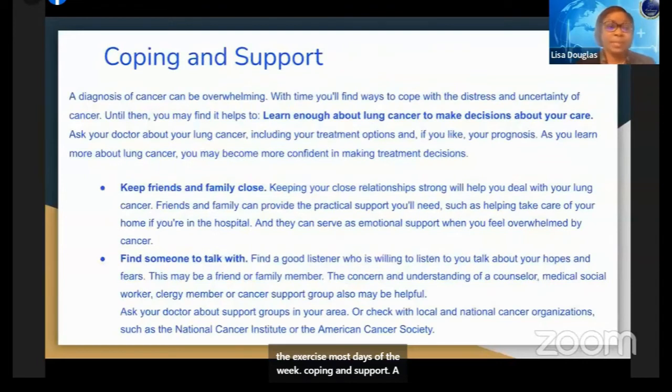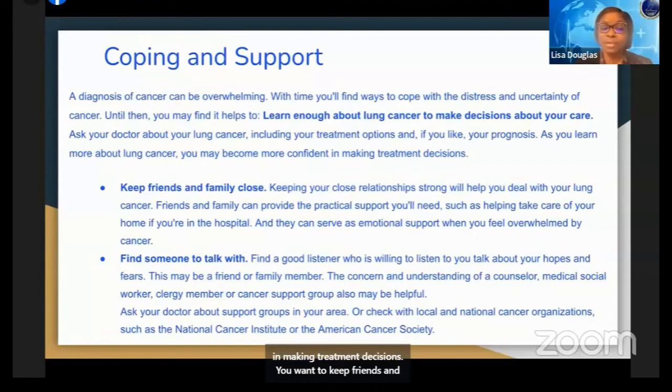Coping and support. A diagnosis of cancer can be overwhelming. So whether it's lung cancer or any form of cancer, it can be overwhelming for any person as well as for their loved ones. With time, you'll find ways to cope with the distress and uncertainty of the cancer. Until then, you may find it helpful to learn enough about lung cancer to make decisions about care. Ask your doctor about lung cancer, including your treatment options, and if you like, your prognosis. As you learn more about lung cancer, you may become more confident in making treatment decisions.